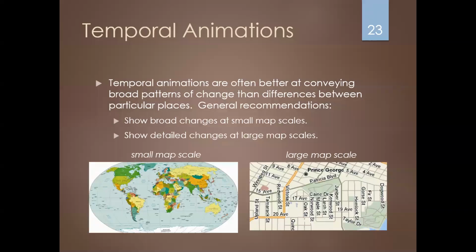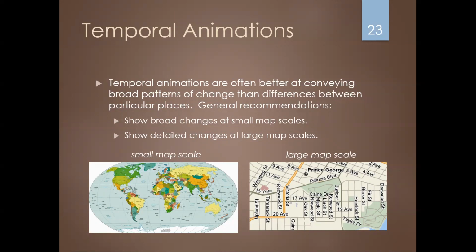Temporal animations are often better at conveying broad patterns of change than differences between particular places, which means it's better to focus on a specific place and show the change of the phenomenon you're interested in across time. One of the general recommendations is to show broad changes at small map scales. A small map scale map always includes a larger area. Show detailed changes at large map scales.